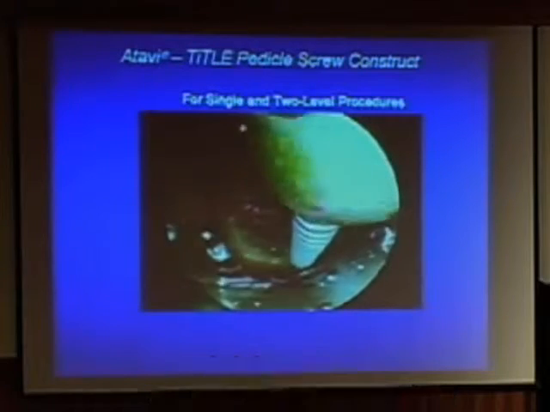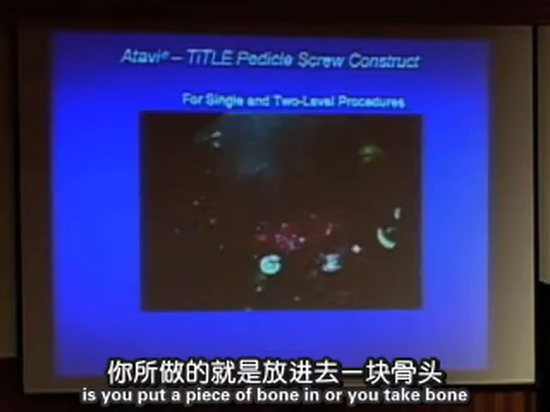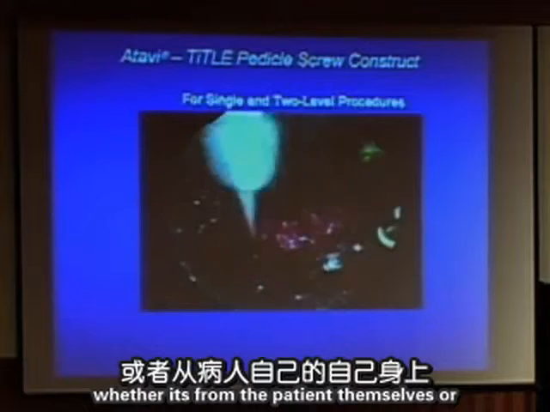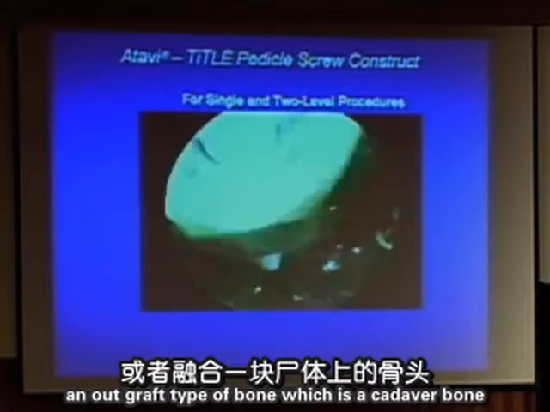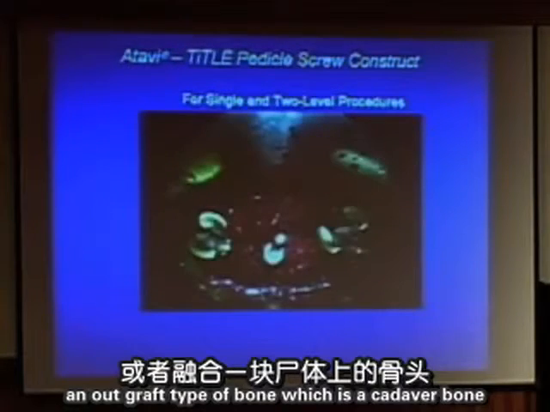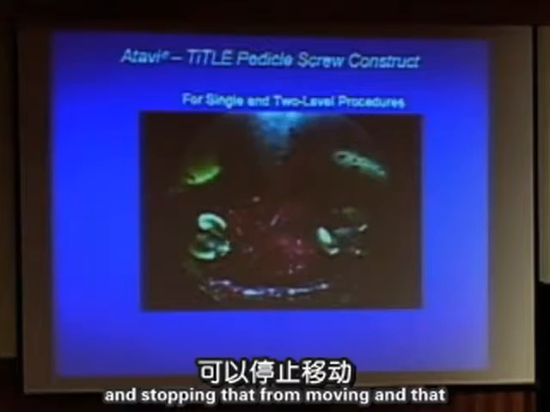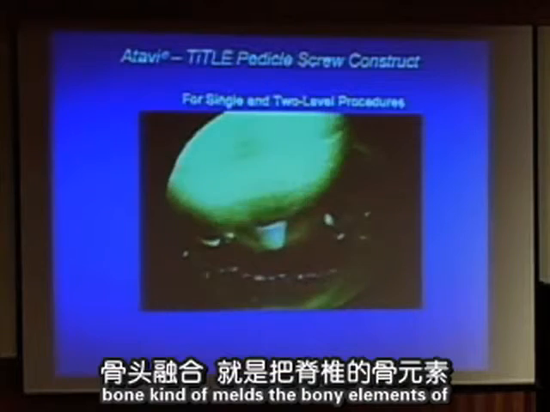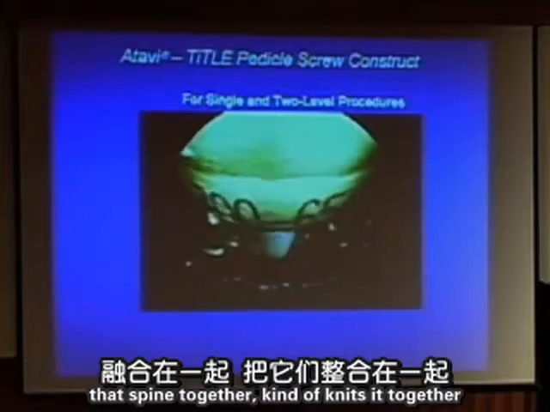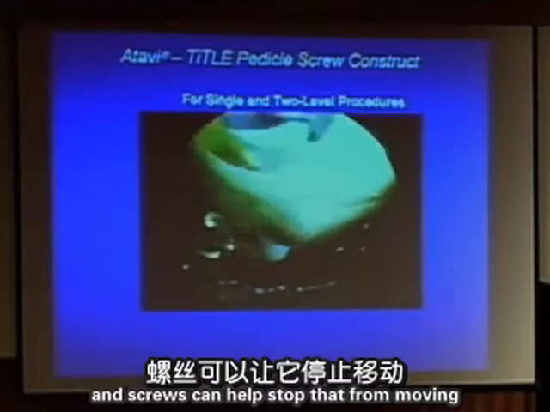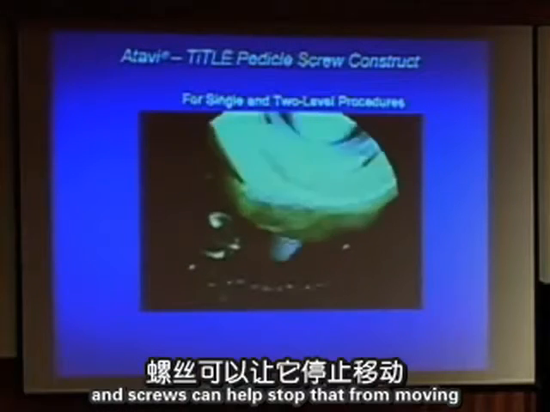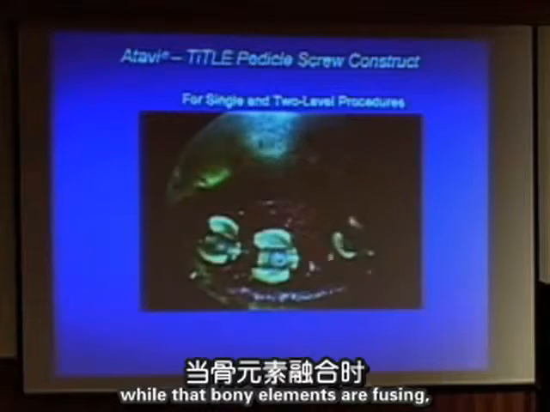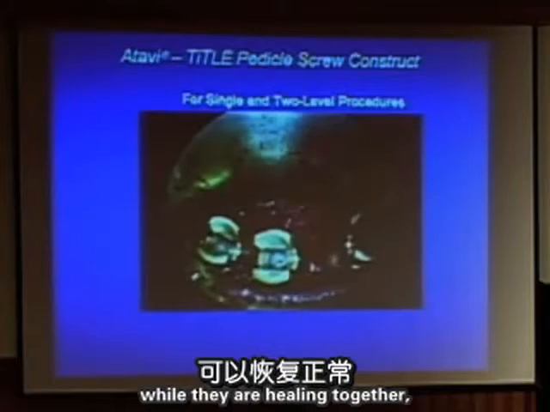So what you're doing is you put a piece of bone in, or you take bone, whether it's from the patient themselves or allograft type of bone, which is a cadaver bone, and stopping that from moving, and that bone kind of melds the bony elements of that spine together, kind of knits it together, and screws can help stop that from moving while those bony elements are fusing, while they're healing together.